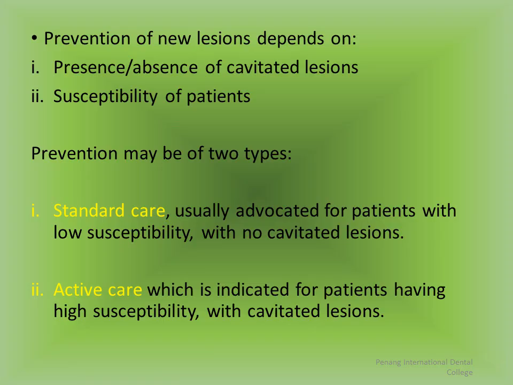So how do you prevent your caries lesions? You have standard care and you have active care, depending upon the presence and absence of cavitated lesions and the susceptibility of your patients. Standard care is usually advocated for patients with low susceptibility and no new cavitated lesions, whereas the active care is indicated for the patients who are at high caries risk.